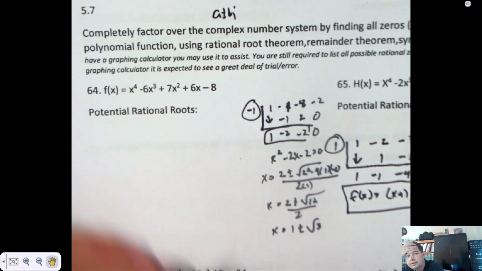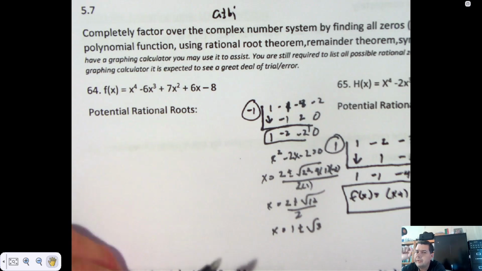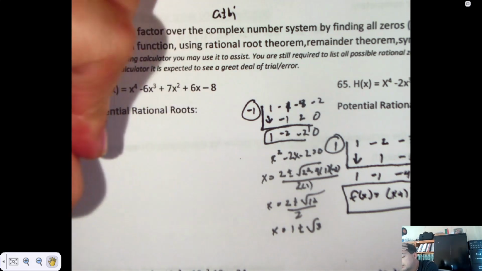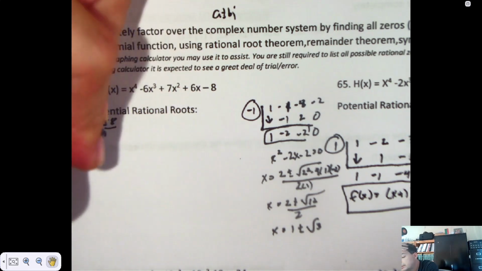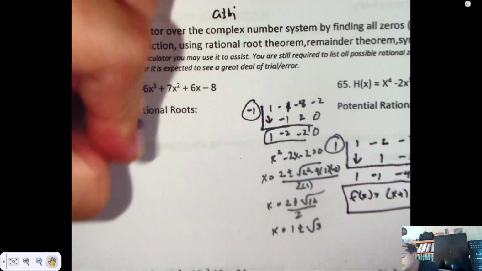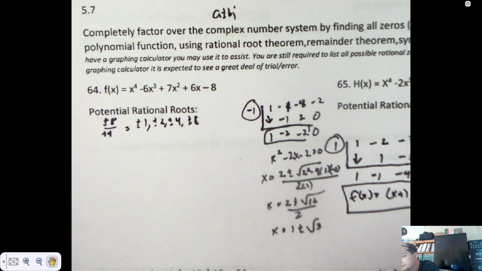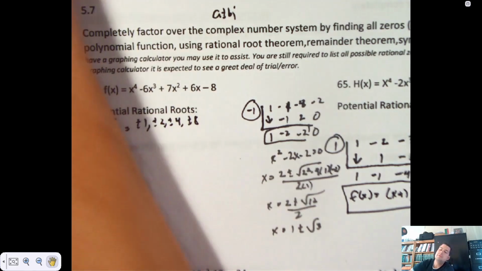All right, another one of these. 64. I'm going to have to write really teeny tiny on this one. I'm probably going to cheat with the calculator too. Your potential rational roots are plus or minus 8 over plus or minus 1, which is just plus or minus 1, plus or minus 2, plus or minus 4, and plus or minus 8. And I am going to cheat with the TI-84.